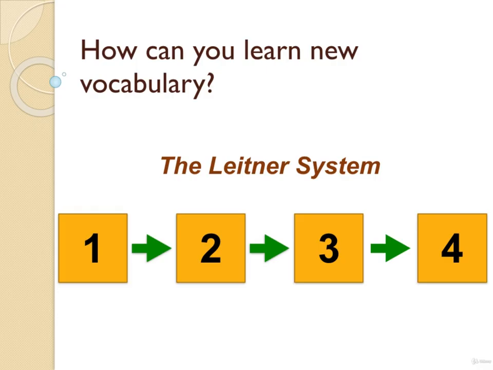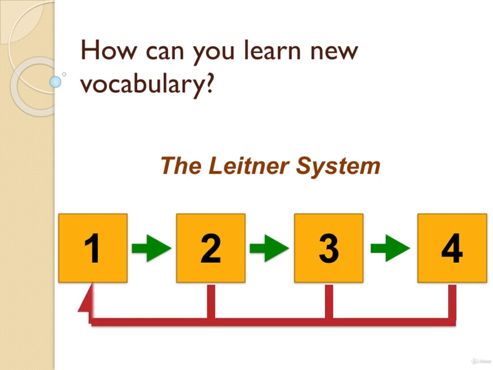Now, let's say that you learned the word bird, and on Sunday, you reviewed it and got it correct. It would go into box number 2. 2 days later, Tuesday, you test yourself, but you forgot what the word bird means. When you forget the meaning of a word, it needs to go back to the beginning, and you'll have to start from scratch again.